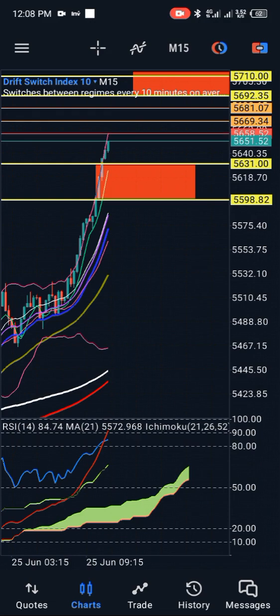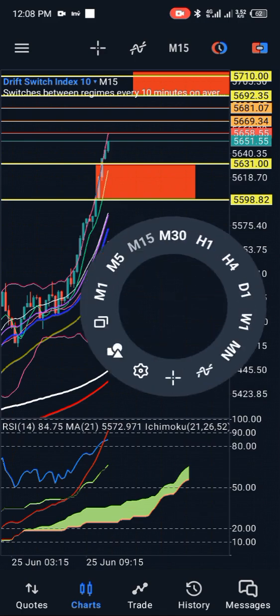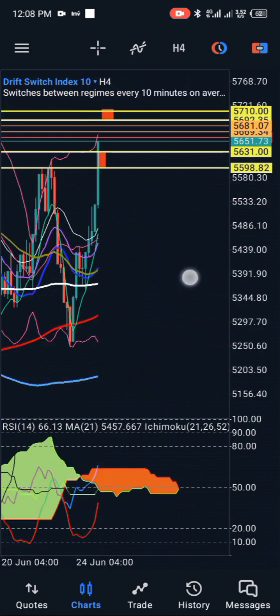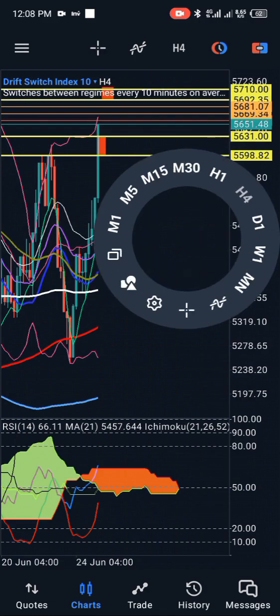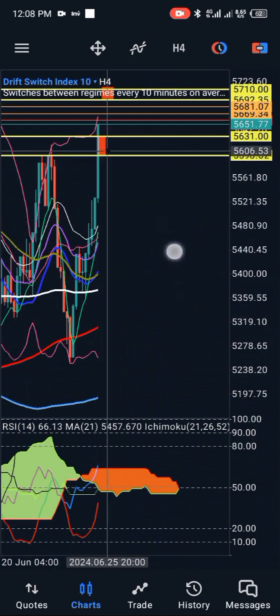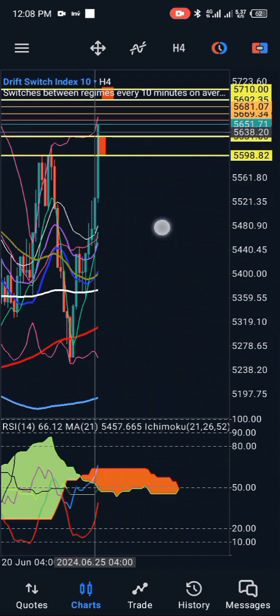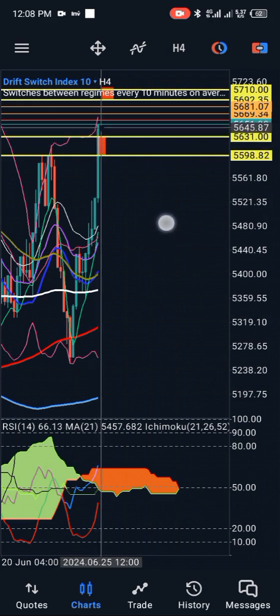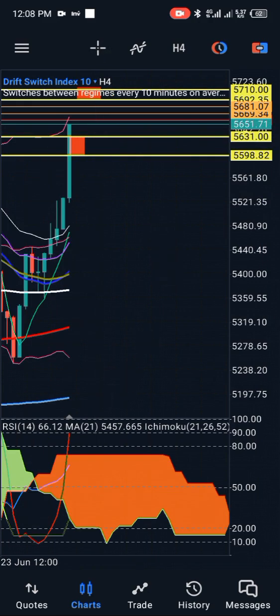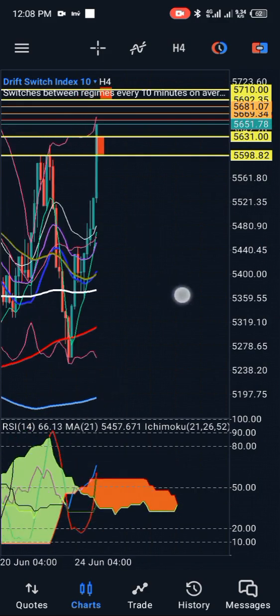Okay, let's go to H4. You see this big candle, this candle is getting exhausted. We have about 1 hour for this candle to end on H4. It's supposed to be exhausted. It's getting exhausted.